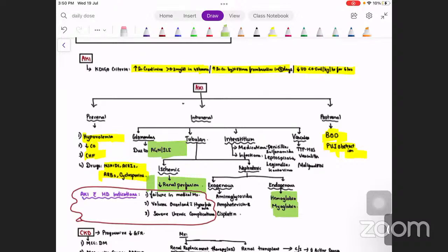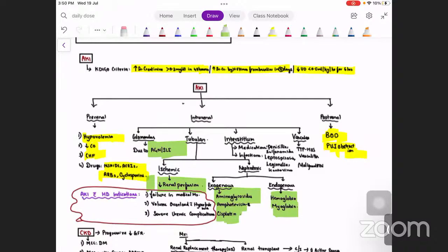Apart from that, as I said when I was teaching you mucormycosis back in microbiology, liposomal amphotericin B can damage your kidneys. So amphotericin B, aminoglycosides, and anti-cancer drugs like cisplatin serve as exogenous ones.